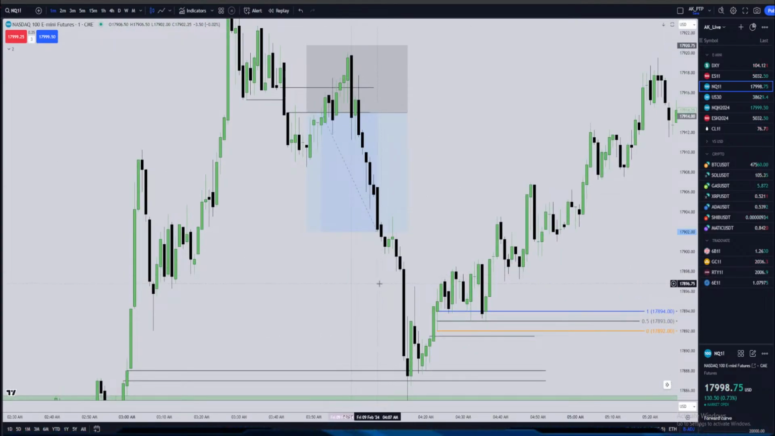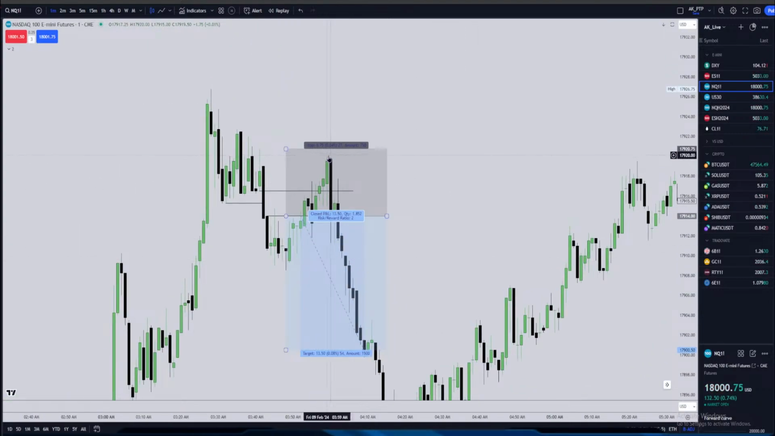What did I tell you about the target? Either the draw on liquidity or 1 to 2. You got your 1 to 2. Yeah, it went very close to your stop loss. Are you stopped out? No. You got your setup, but you have to look for these things.